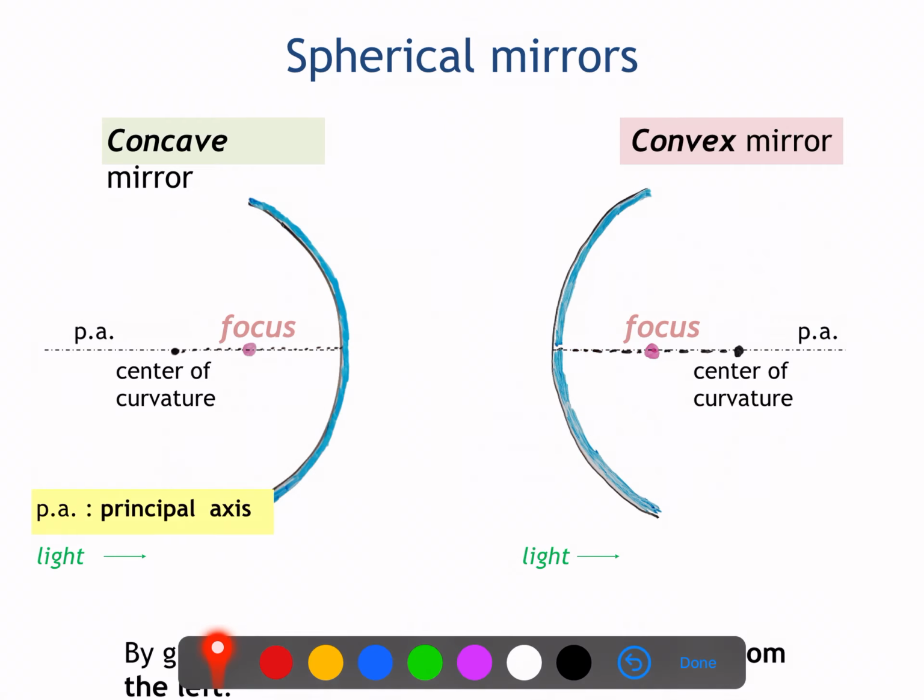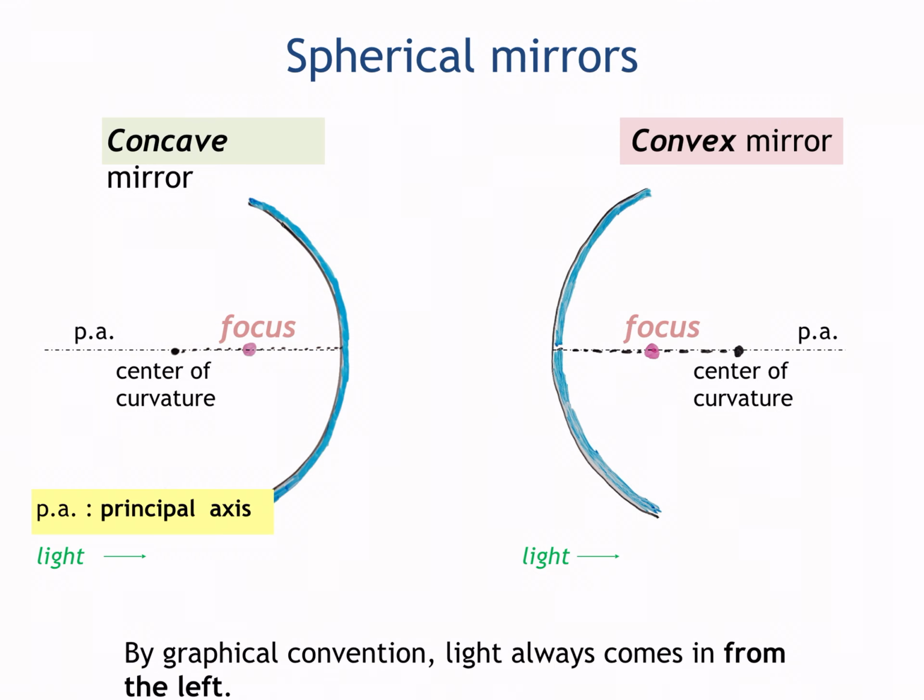In any case, the concave mirror here that you see has got a focus that again is half of the radius of curvature. We talked about the terminology of the principal axis, so it goes through the center of curvature. And for the convex mirror, you have a focus here, again half of the radius of curvature. It's just that now you've got the reflective surface on the opposite side.